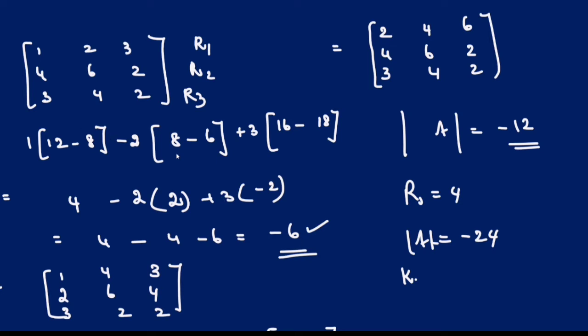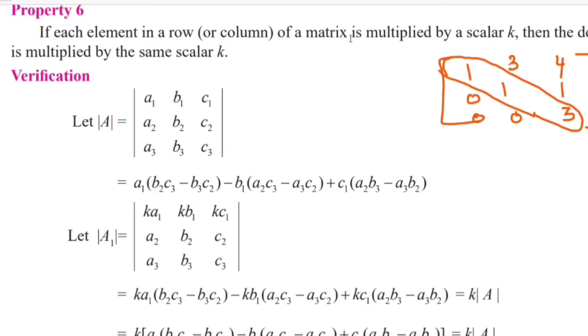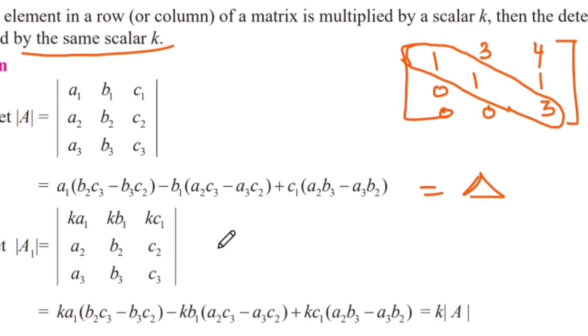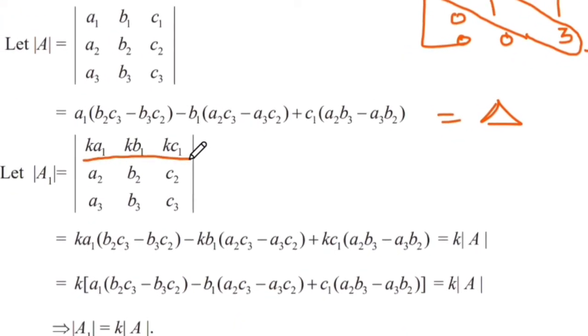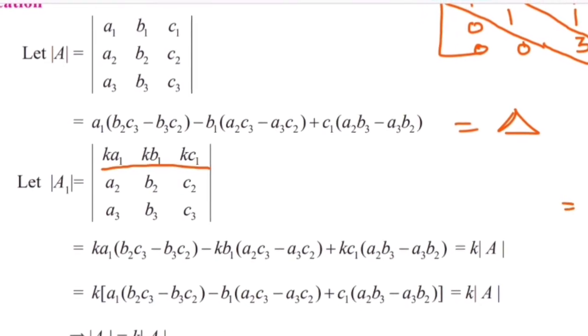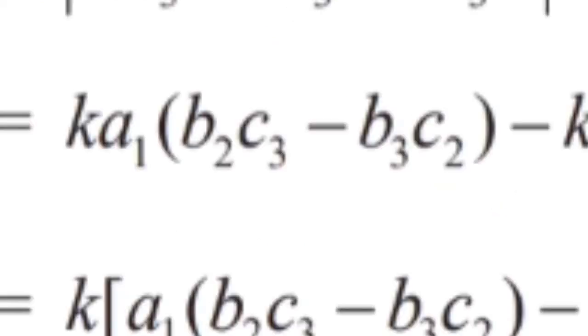If I multiply by 3, it will be minus 6 into 3. So that is the property. Any row or a column multiplied by a scalar k, the determinant is multiplied by the same scalar k. If this is delta, see here they have multiplied the first row by k. So what happens to the determinant value? It will be k times delta. Delta can be anything. If it is 3, it will be k times 3.